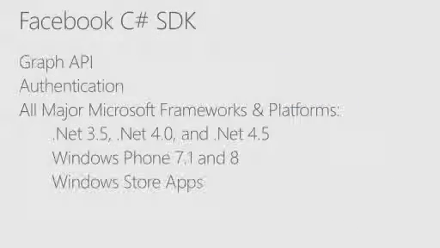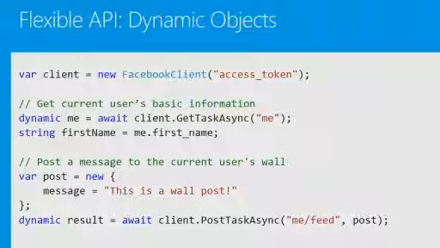So this is part of the Facebook C# SDK. This is included with the Facebook application template. It supports all the different platforms. You can go and use this SDK on Windows Phone or Windows Store, whatever you like. We've got it all set up here for you in ASP.NET. It gives you access to the Graph API. You can talk to these APIs using dynamic objects.